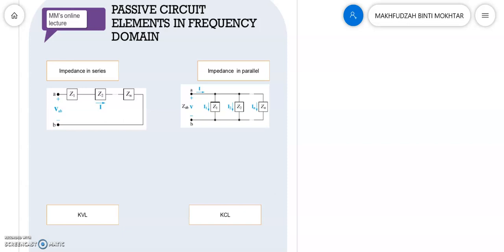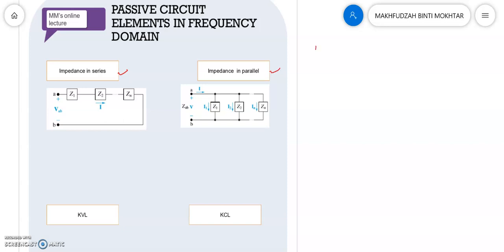Okay, now we are in the topic of impedance in series and also impedance in parallel. We talked about the impedance before that involve the passive circuit elements which are resistor, inductor and also capacitor, right? Okay, let us revise about the impedance that we have learned before.